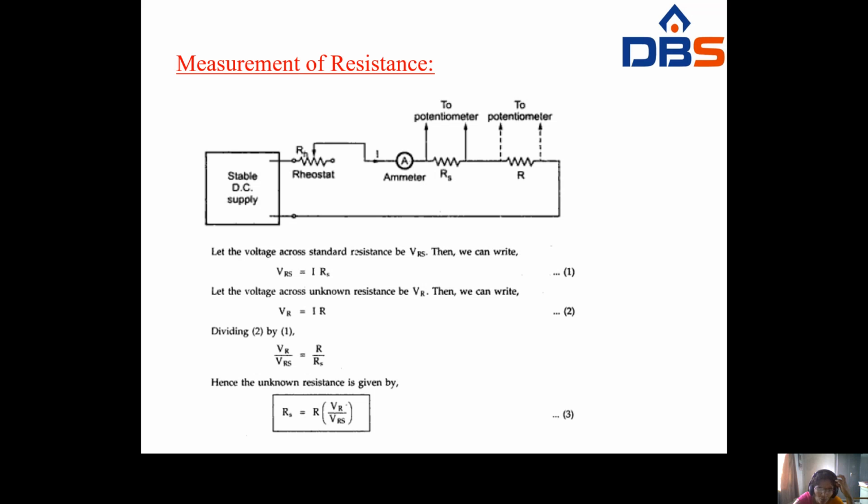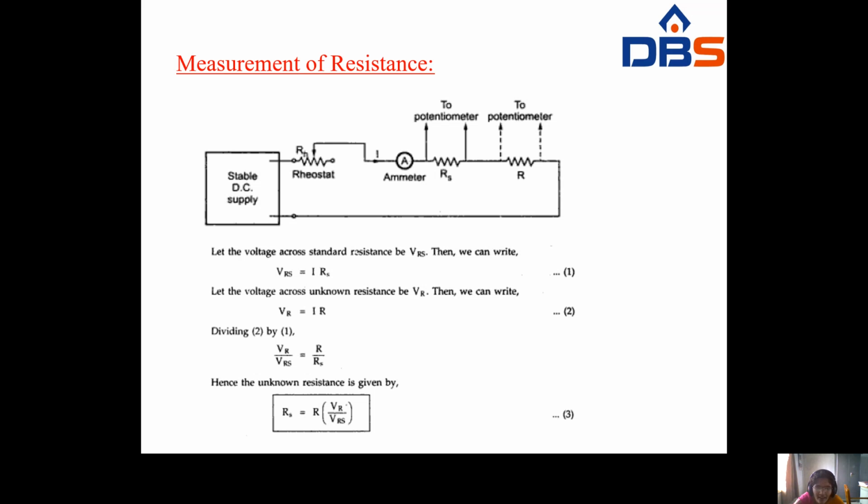First of all, let the voltage across the standard resistance. Here RS is the standard resistance and R is the unknown resistance. Let the voltage drop across the standard resistance be VRS. Then you can write, directly, voltage drop is current into resistance.